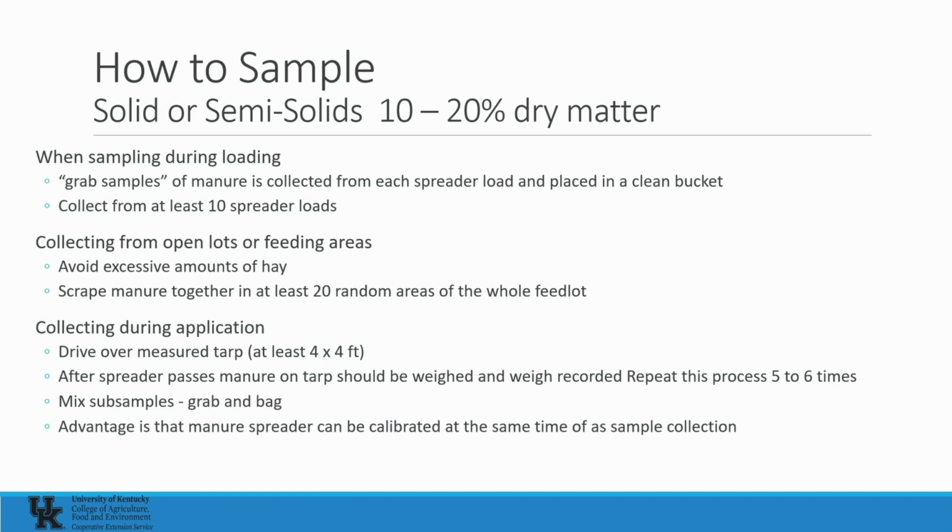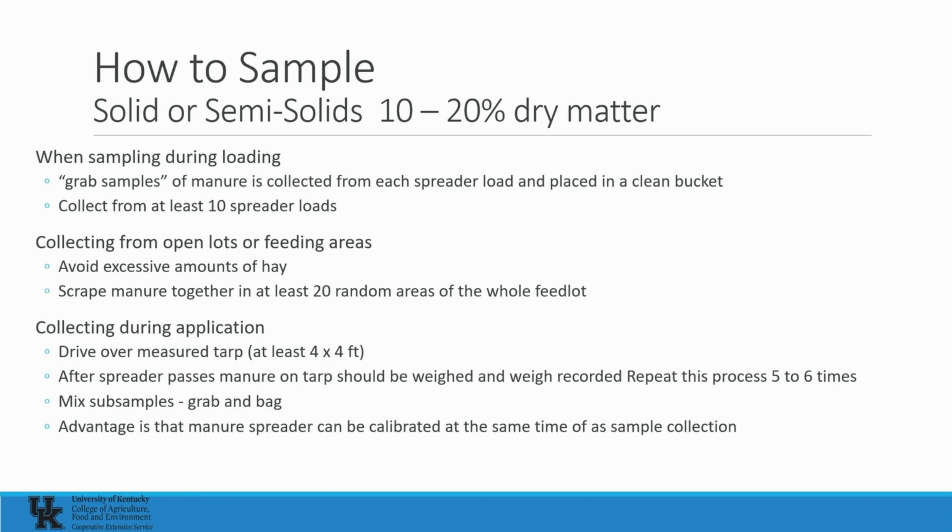We can take grab samples while we're loading the spreader. So basically, we want to load the spreader, as many times as we need to, and take 1 handful from each spreader load, put it in a clean bucket, mix it, and take our subsample.